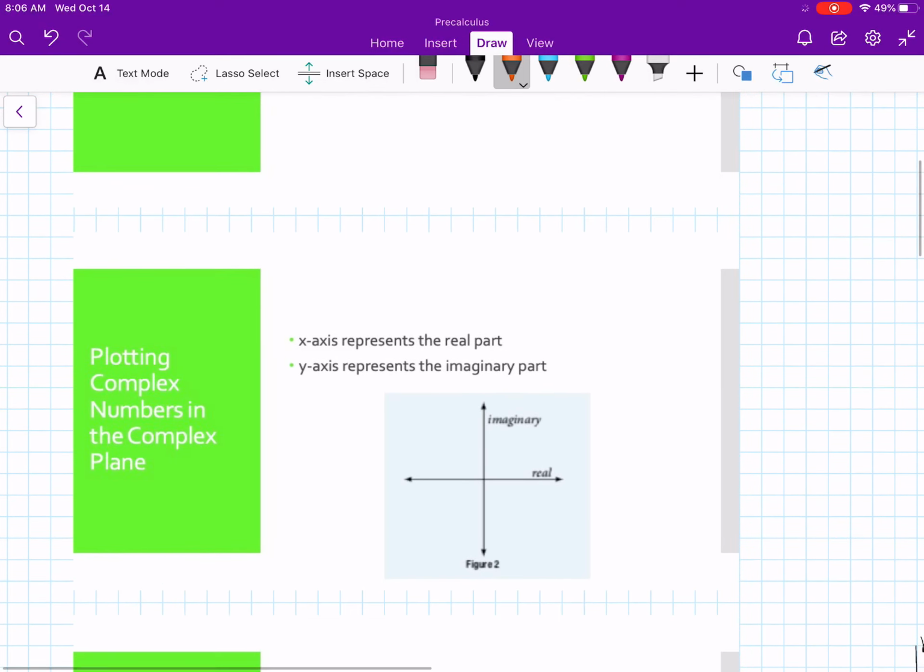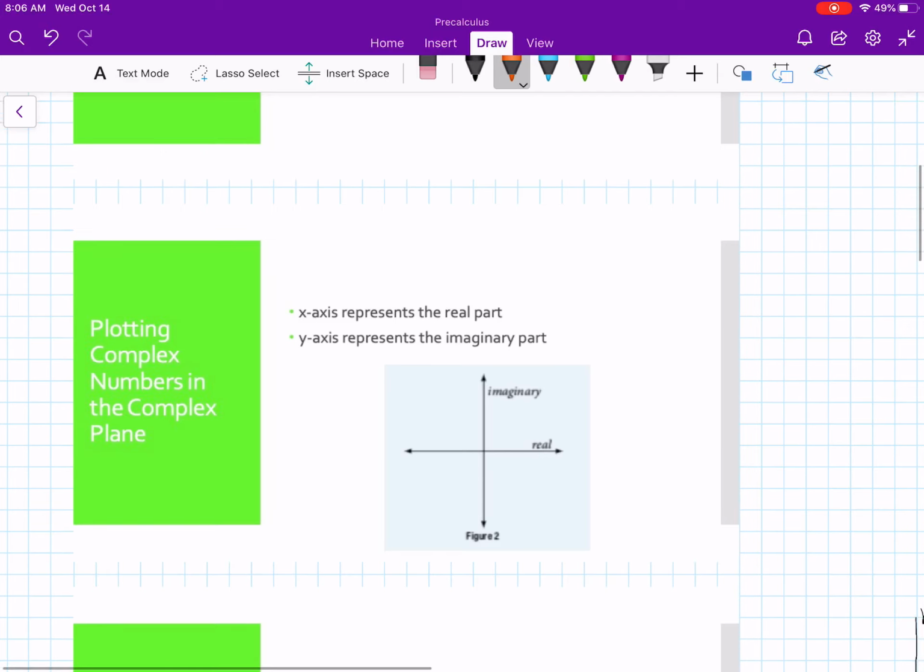When we plot complex numbers in the complex plane, instead of an x and a y, we're going to have a real and imaginary. So our x-axis is the a number, or the real part, and the y-axis is our b number, or the imaginary part.